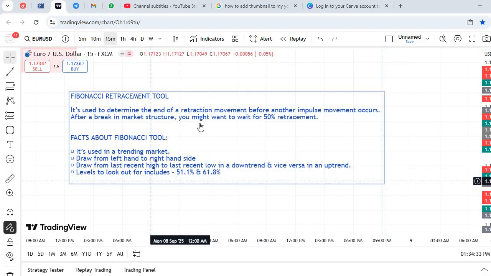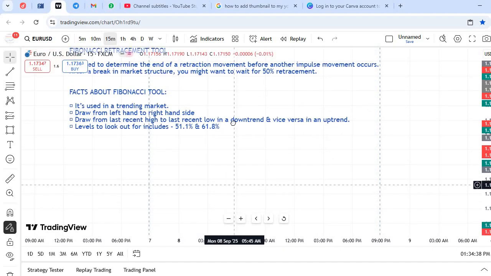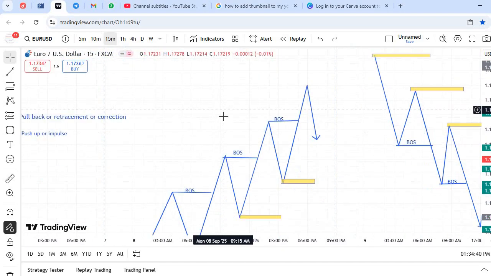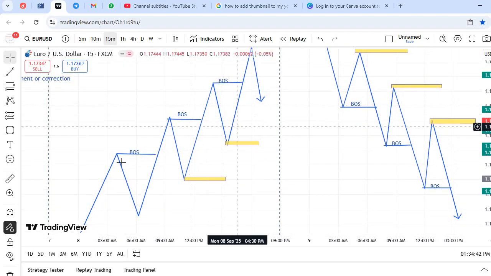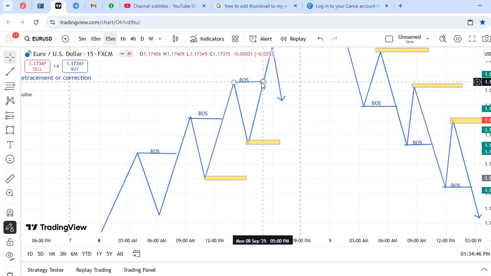From 51% and above is what I advise that you look out for. So let's go to the charts. Or before we go to the practical example, let me just use this example before we now go to the currency pair.